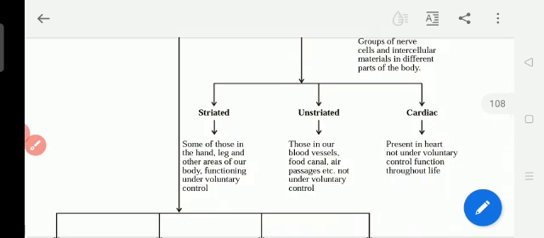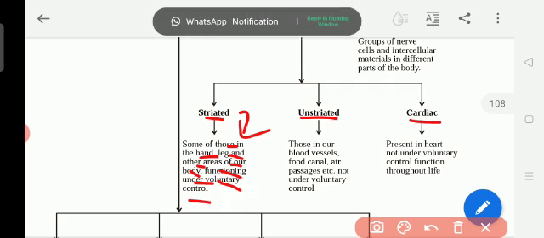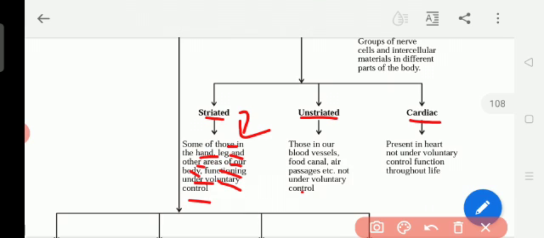In the muscular we have three types: striated, unstriated, cardiac. Striated means hand, leg and other areas of our body functioning under voluntary control. Voluntary means conscious control, knowingly, we are aware. That means hand movement and leg movement are in our control. If we want to walk, we can walk. If we don't want to walk, we don't walk. If we want to write, we can write. So these are the voluntary actions.